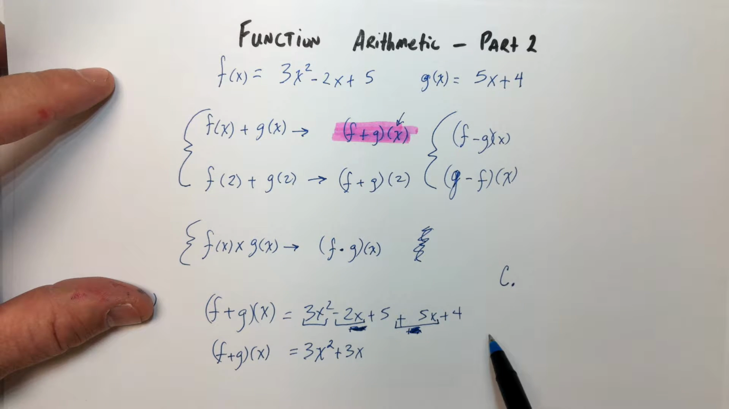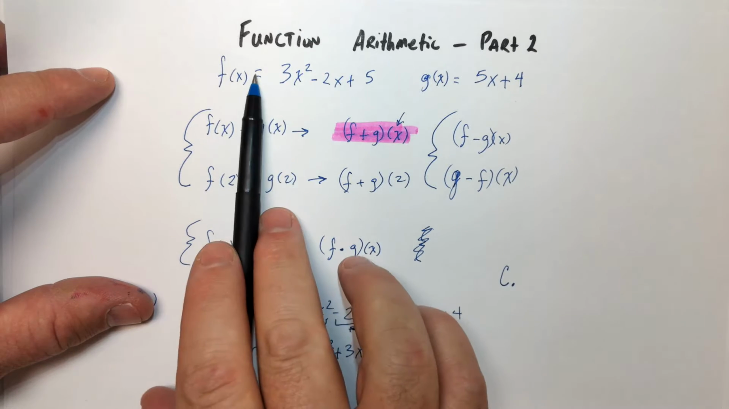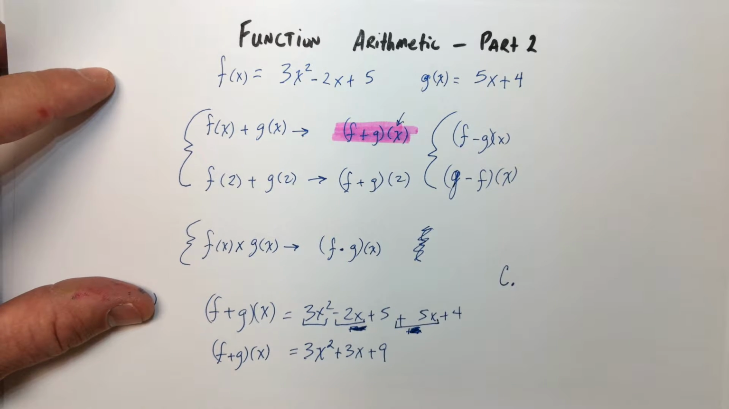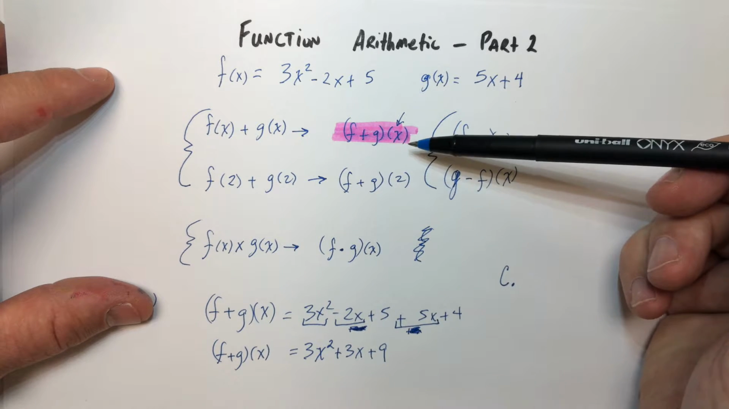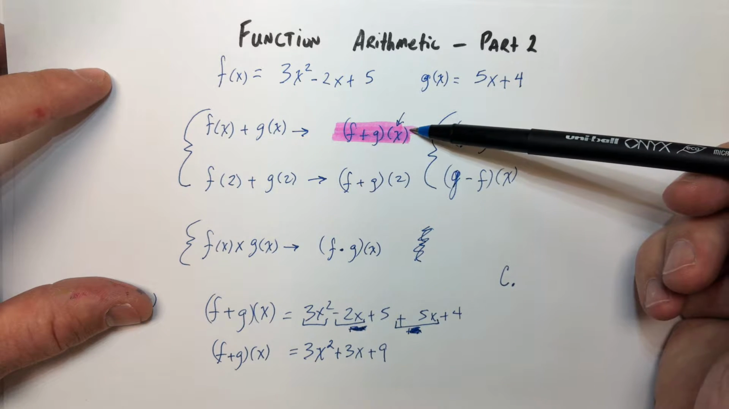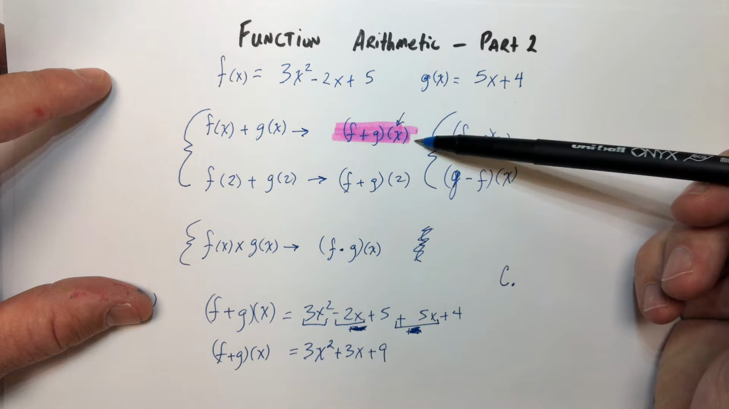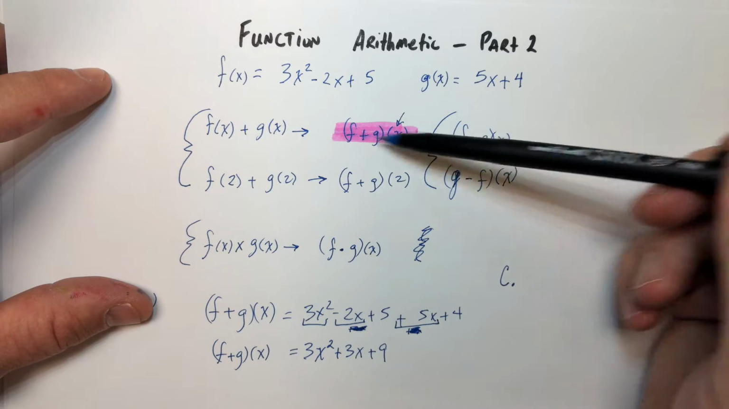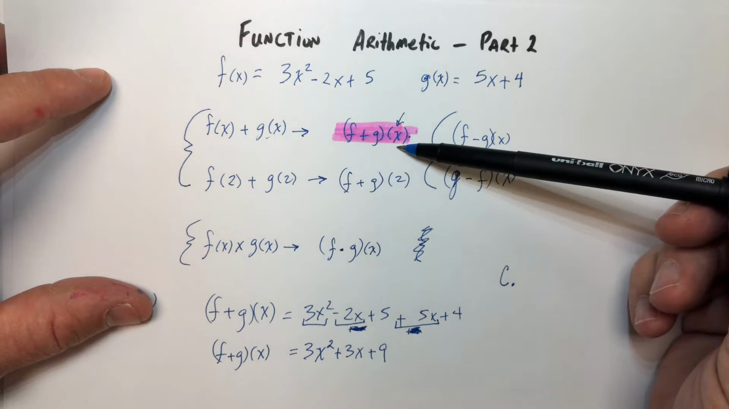So you could just rearrange it. It's the commutative property, and then 5 and 4 is 9. That's it. You're done. So when you add these two functions together, really, really easy. The only thing anybody ever has trouble with, other than little mistakes, is reading and understanding what that means. Okay? You won't see this. You'll see this. They mean the same.